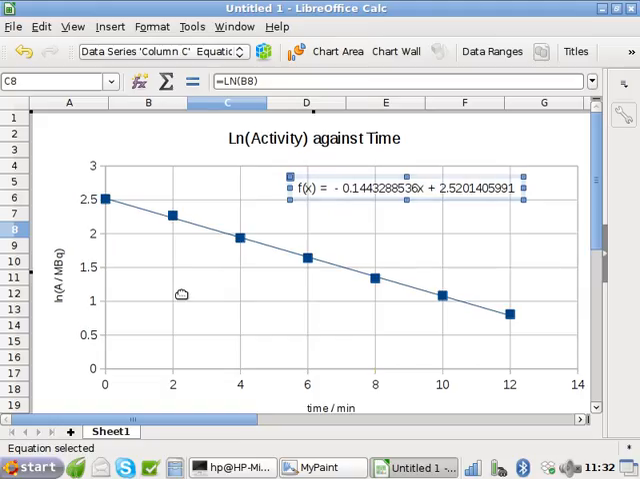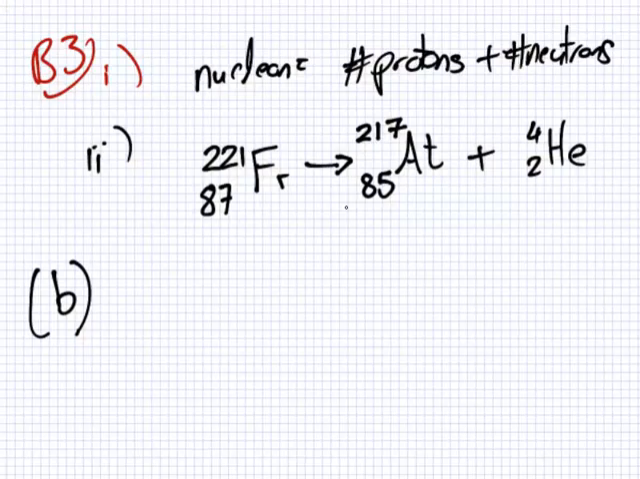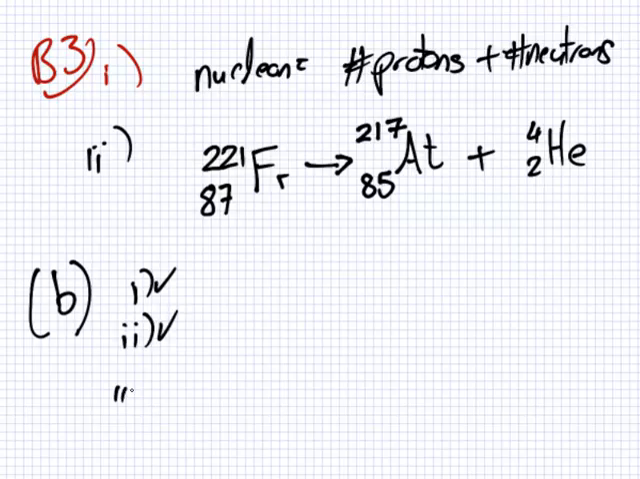So it's minus the slope, isn't it? Yeah. So the decay constant is 0.144. Part 1 is done, part 2 is done, part 3, decay constant is 0.144. What's the unit? Per minute.